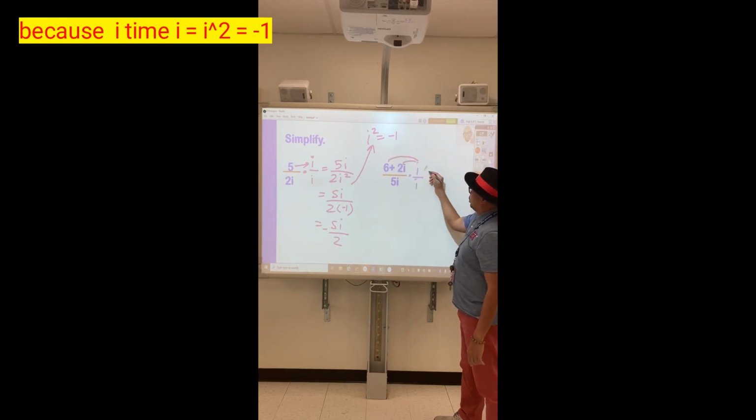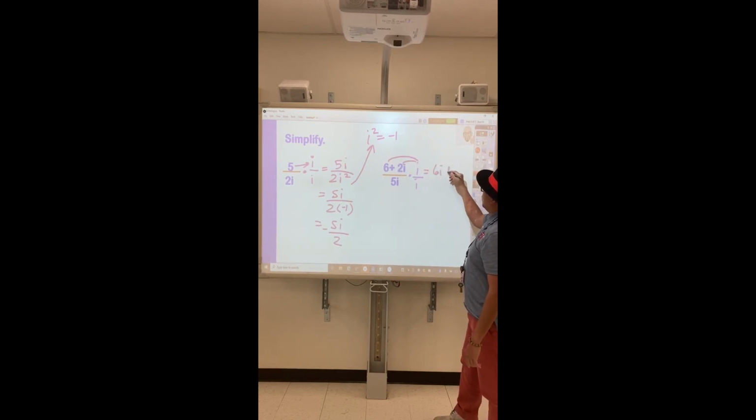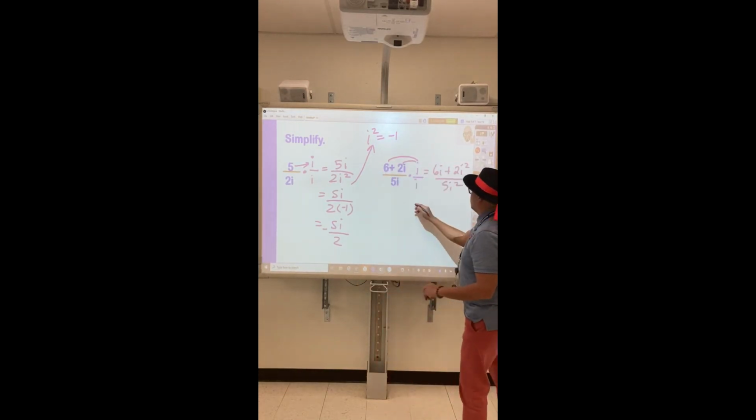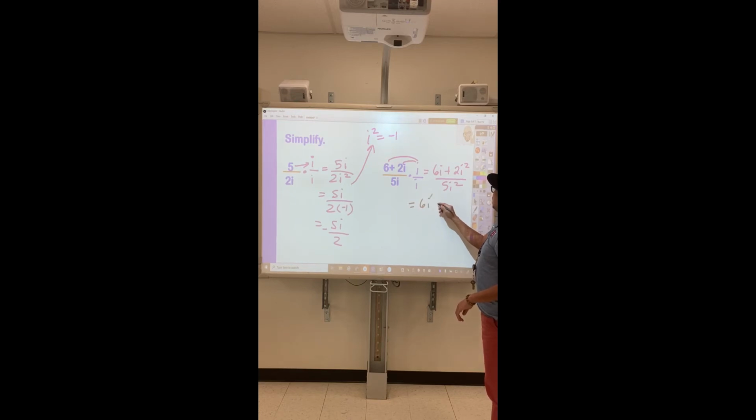Distribute the i here. That will give us 6i plus 2i squared. 5i times i is 5i squared. Simplify. Again, i squared is equal to -1. So this will give us 6i plus 2 times -1, over 5 times -1. That will give us 6i minus 2 over -5. This is a correct answer.